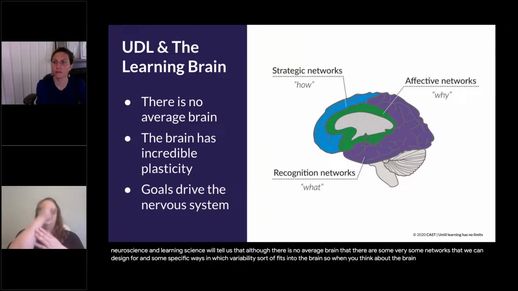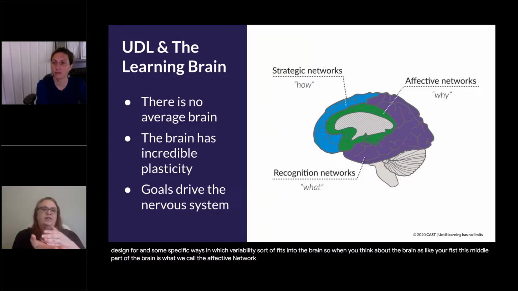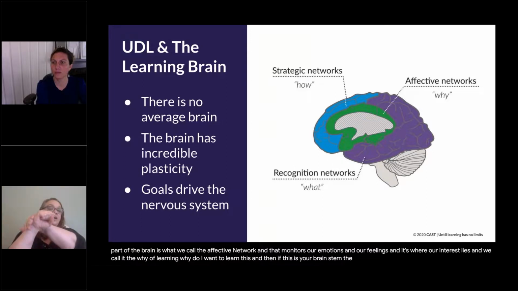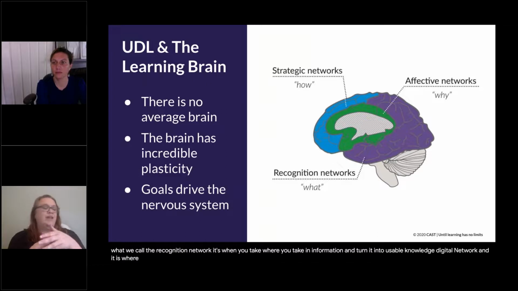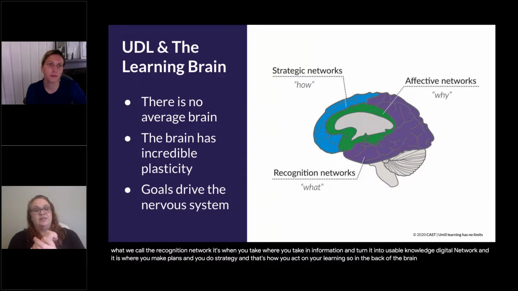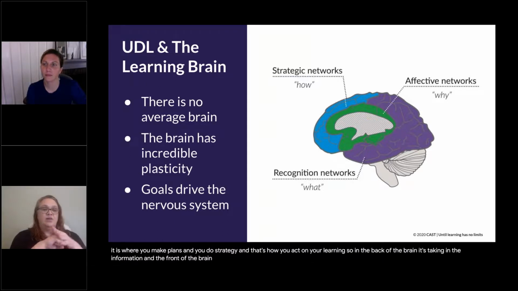When you think about the brain as your fist, this middle part of the brain is what we call the affective network, and that monitors our emotions and our feelings, and it's where our interest lies. We call it the why of learning. Why do I want to learn this? And then if this is your brainstem, the back of your brain is the perception area, what we call the recognition network, where you take in information and turn it into usable knowledge. And then the front of the brain is the strategic network, where you make plans and do strategy, and that's how you act on your learning. So the back of the brain is taking in the information, and the front of the brain is how am I going to act on it.